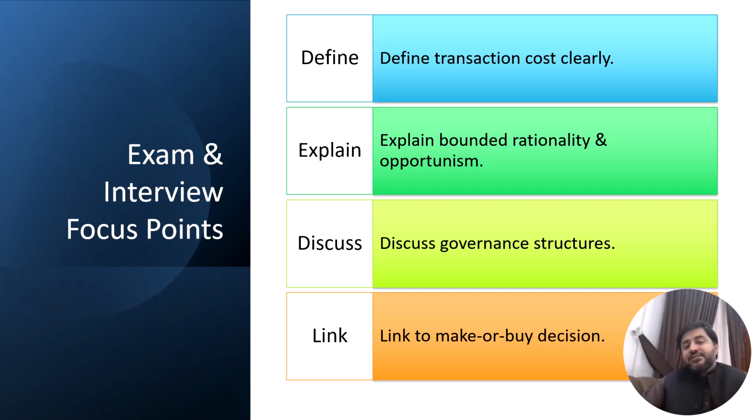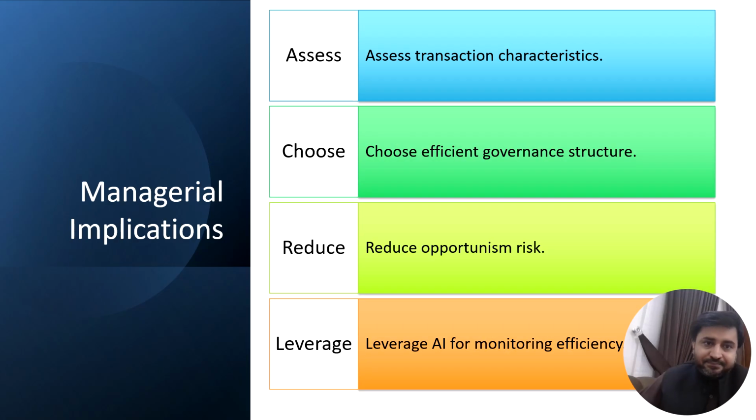Students need to understand transaction cost clearly. What is it? Basically, in simple words, it is about ensuring that the transaction costs you less, whether it costs you less while you produce it internally, or it costs you less while you outsource it. This is the thing you need to understand. You need to understand bounded rationality and opportunism, how humans have limited knowledge, and how sure we are that we are going to make a better decision. Discussion on governance structures, and then you need to link the make or buy decision.